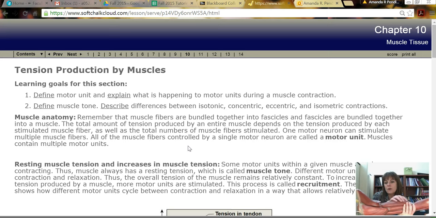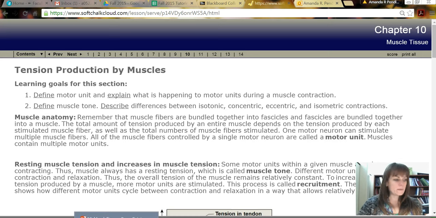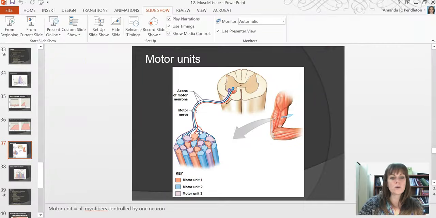And so how do all of those twitches, all of the treppe, all of the tetanus, incomplete and complete, the wave summation, how do they all work together within this entire muscle to allow us to move a bone? Okay, and so that's what I'd like to talk about at this point. And so what we need to talk about is this thing called a motor unit.